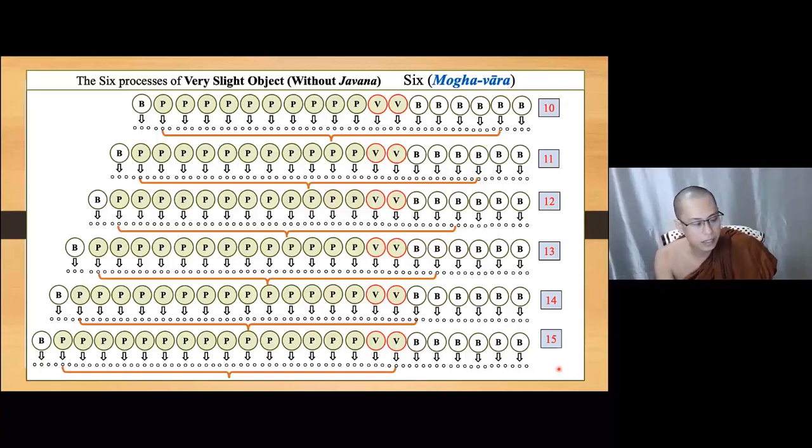So in these six processes, because the object is very slight, there are no cognitive moments, including the five-door advertence. These six thought processes are called the Mokawara. Moka means empty, barren, because it is the absence of the cognitive mind movement. The real cognitive mind movement is just the bhavanga process, but it is passed and shaken due to the striking of the object, just changing. That's why this is called the Mokawara.